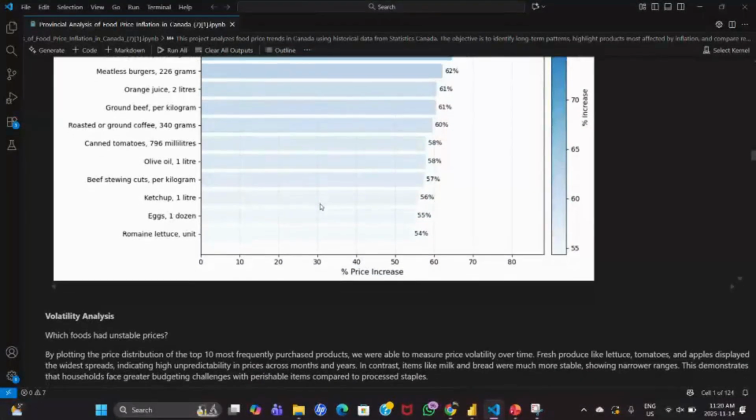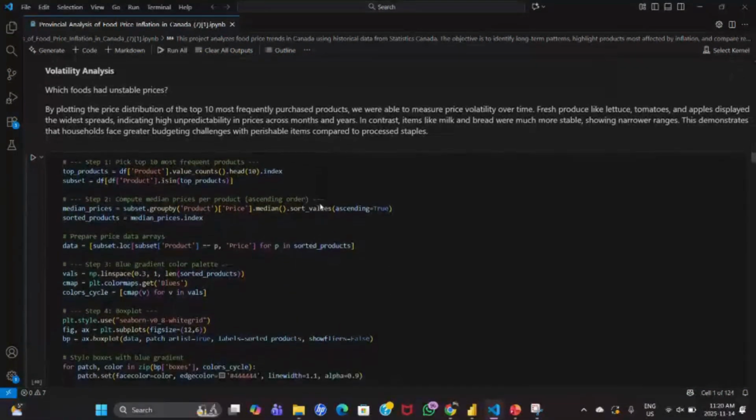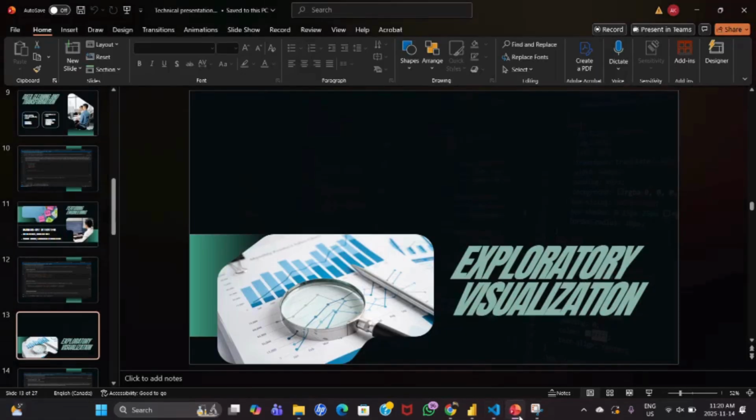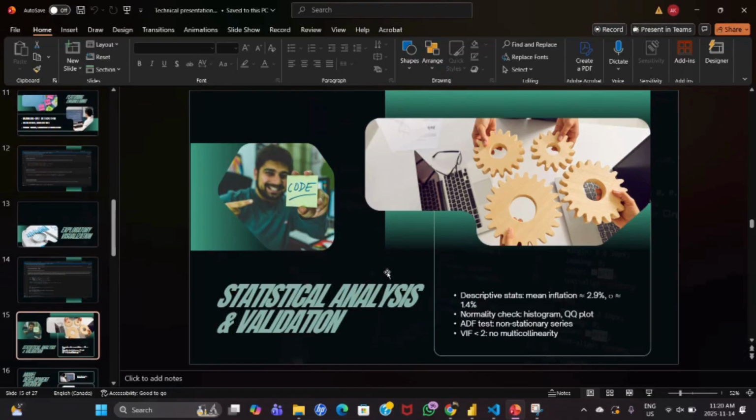and identify provinces that consistently show higher or more volatile inflation. This step gave us our first insights into regional differences and long term trends. Here's the code for that and the screenshot. So, moving to the next slide, to validate our findings, we performed a detailed statistical analysis.